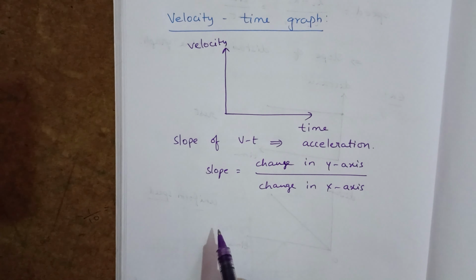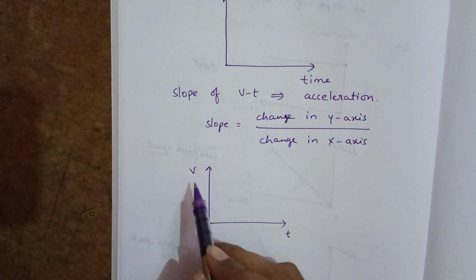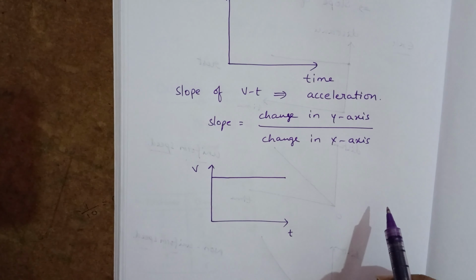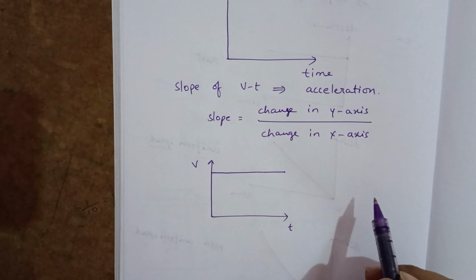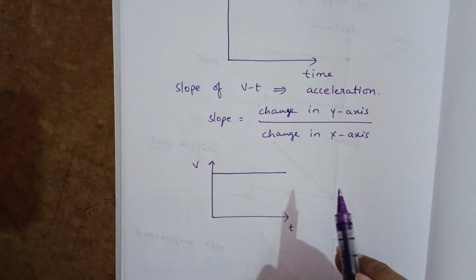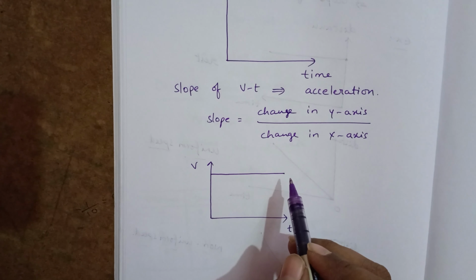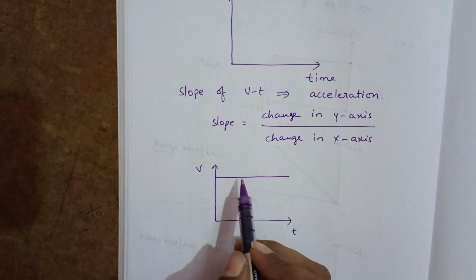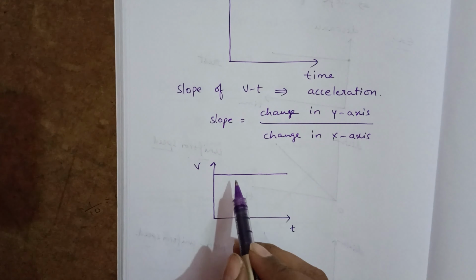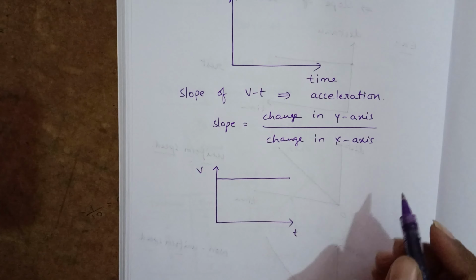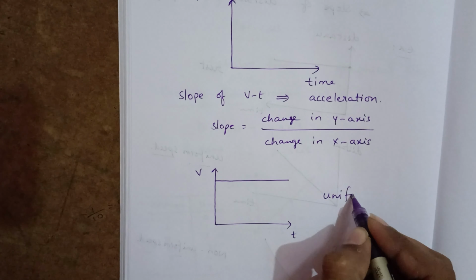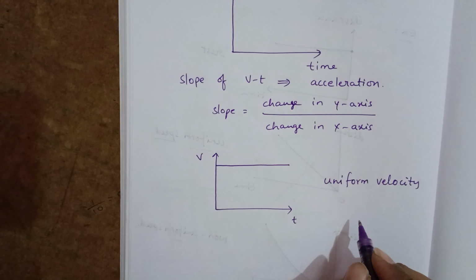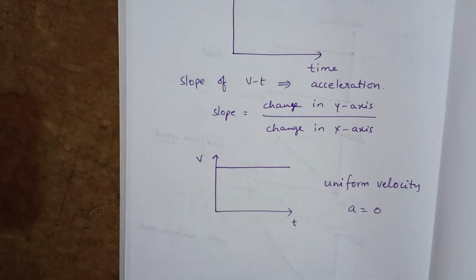For example, if a graph is given like this, velocity versus time, and the graph is parallel to the time axis. In the displacement time or distance time graph, if we got this, we thought it is rest. But here in the velocity time graph, it indicates no change in the velocity. As time increases, there is no change in the velocity. That says uniform velocity.